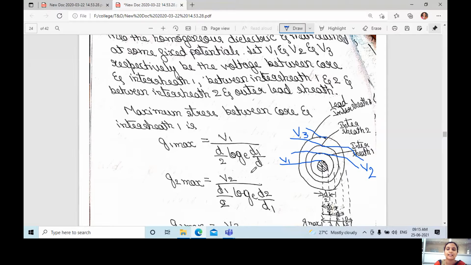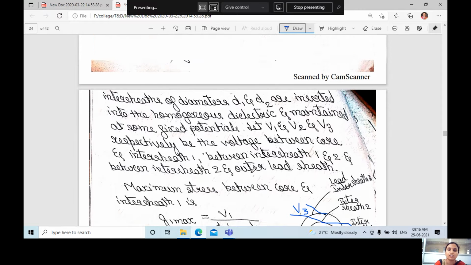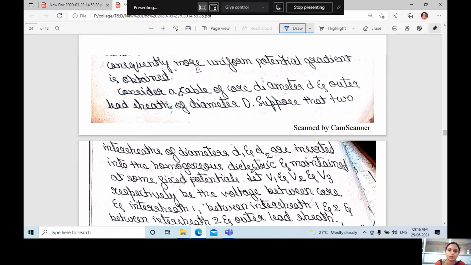Students, in the last class we discussed the grading of cables and also problems on insulation resistance. Today we shall discuss problems on grading of cables. In the last class we discussed the types of grading of cables, that is intersheath and capacitance grading. Today we shall solve problems.